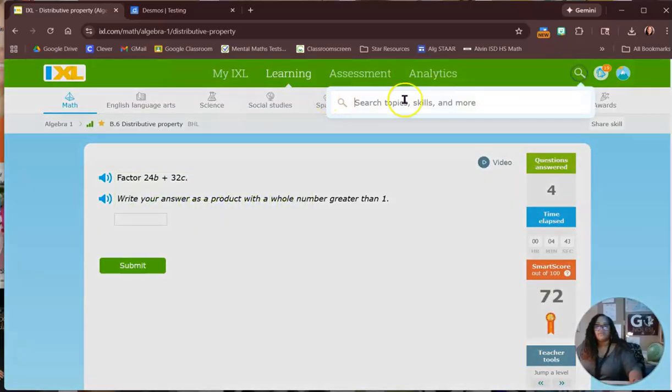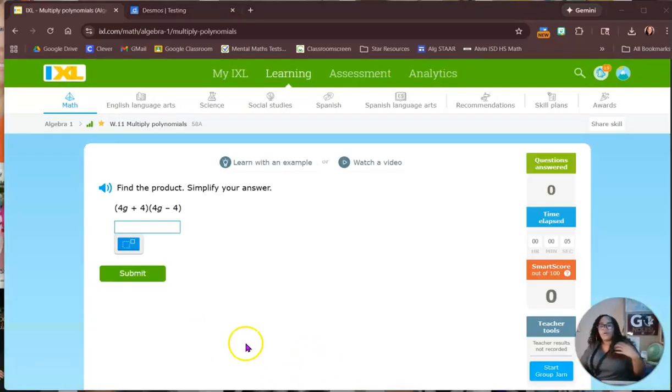All right, now we're going to go on to IXL lesson 5.8a. Okay, this is now lesson 5.8a where we're multiplying polynomials. So we're going to move into this starting next week. But the first thing that we need to do is to write the problem down always. 4g plus 4 times 4g minus 4.